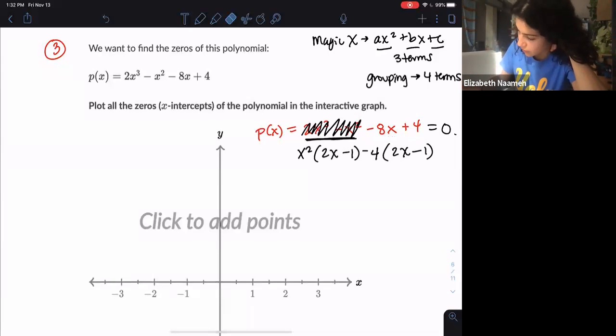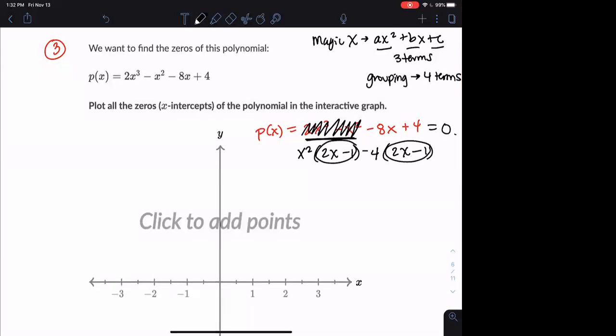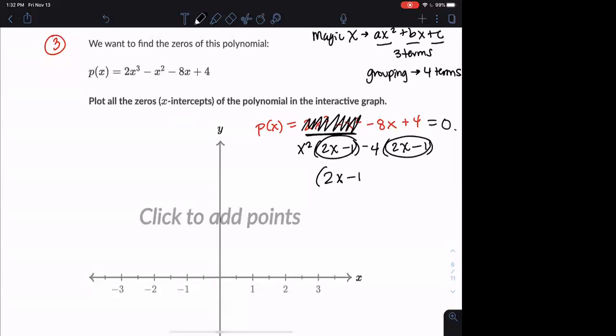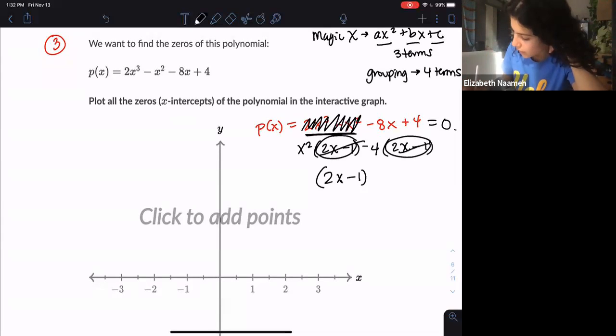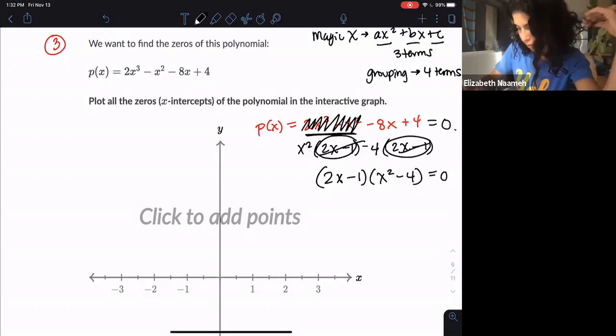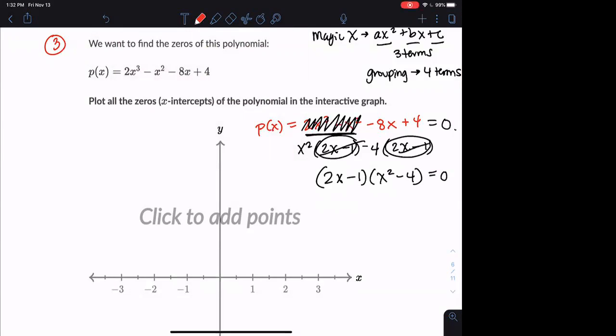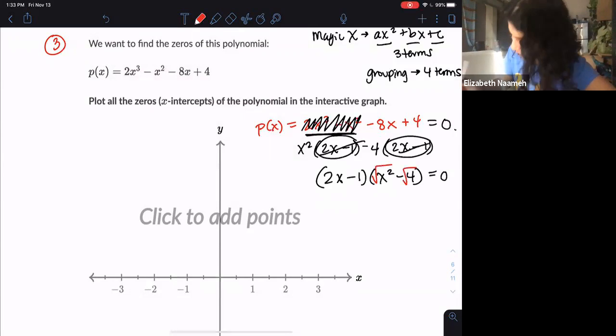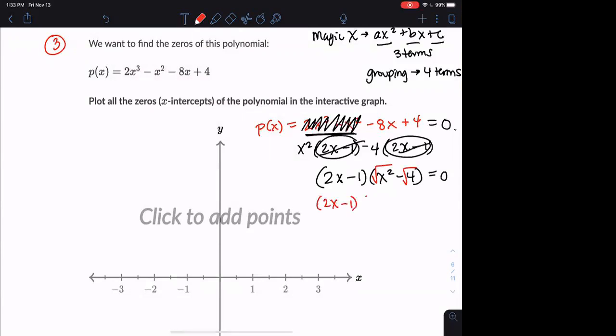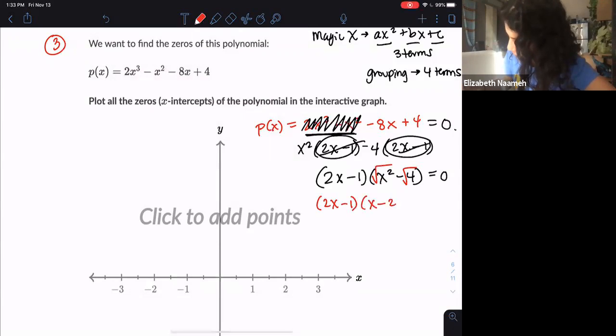Next step, do you guys know what to do next? When you have grouping, you're going to circle these and then copy down the one that's the same, cross it out, you're done. Then you bring down what's left over. So I have an x squared minus 4. We're not done yet. What else can we do? What factoring opportunity is staring at you right now? Difference of squares. There you go. 2x minus 1 stays. And from this we have x minus 2, x plus 2 equal to 0.